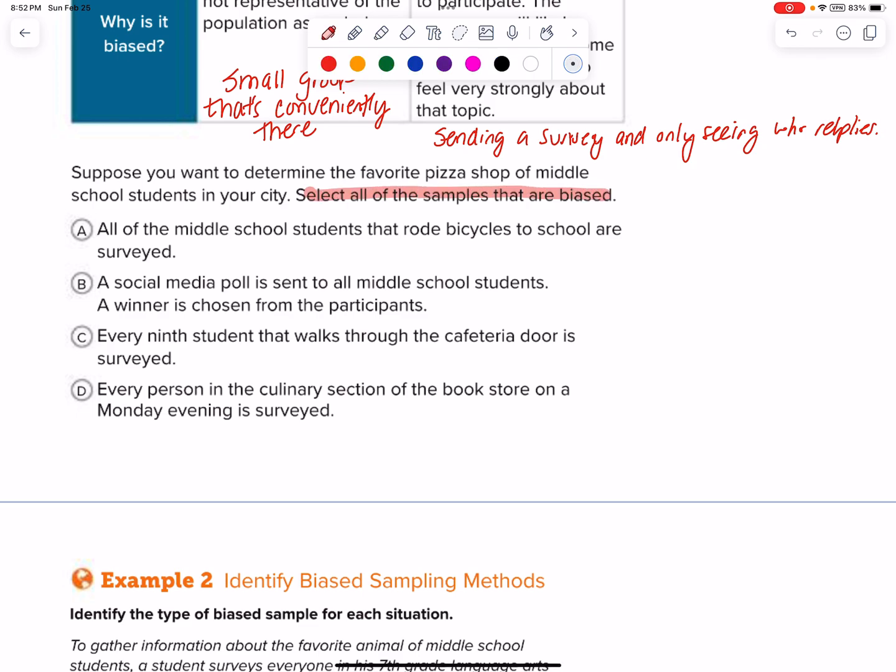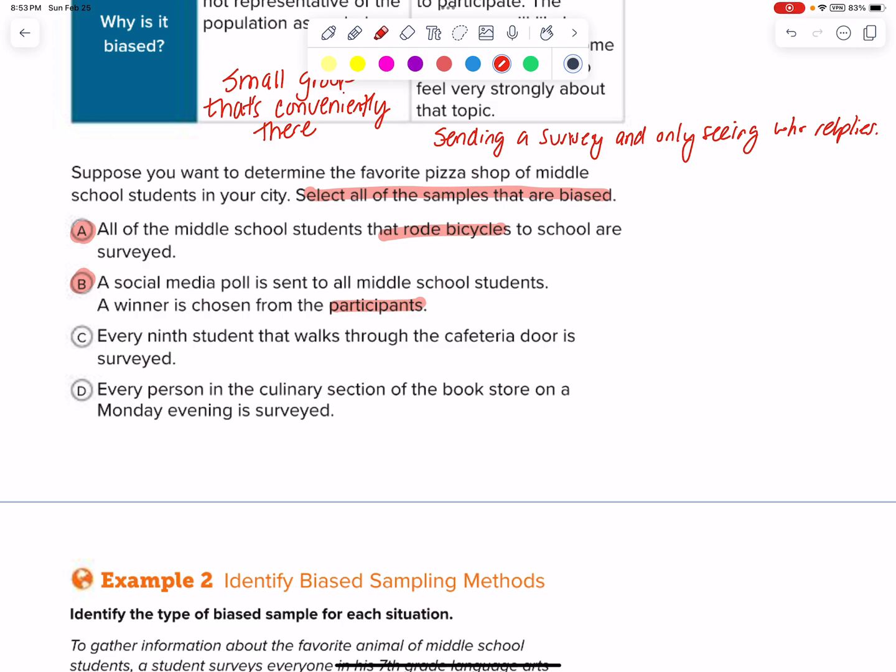All right, so let's go ahead and take a look and find all the samples that are biased. So let's look through and find those biased ones. So all the middle school students that rode bicycles. So it's pretty good to get all middle school students. There's a problem with this though, right? Can you tell? Yeah, the fact that they rode bicycles. If we're only doing these bicycle people, that's just this random small group that isn't very random actually. A social media poll is sent to all middle school students, and a winner is chosen from the participants. So if we're only choosing from who replies, then remember that's a biased sample.